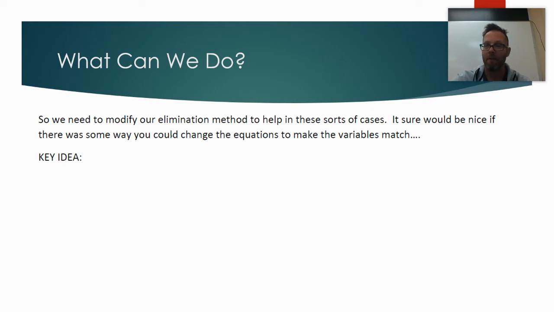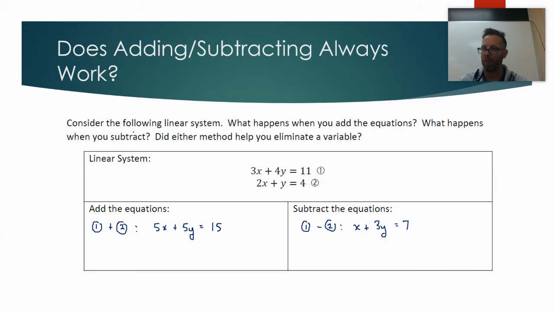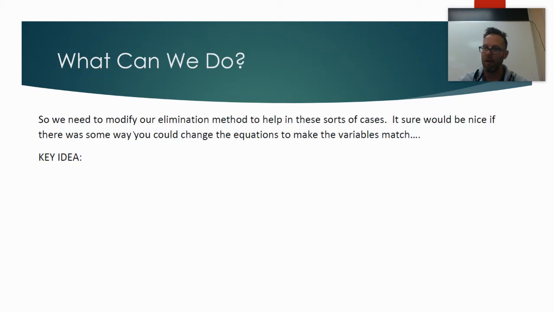So we're going to need to modify our method to help in these sorts of cases, because we would like some way to change the equations to make the variables match. Because again, if they don't match, adding, subtracting doesn't help. They have to match. Well, how can we make them match? Think back to the motivating problems I had you guys do. Remember, when you multiply an equation by a number, it doesn't change the equation. It's the same equation, looks different, but it's the same equation.